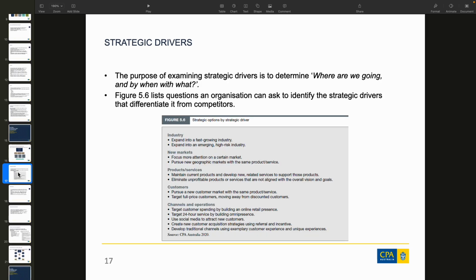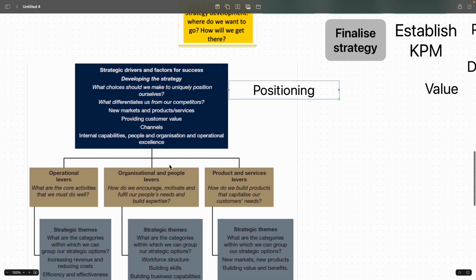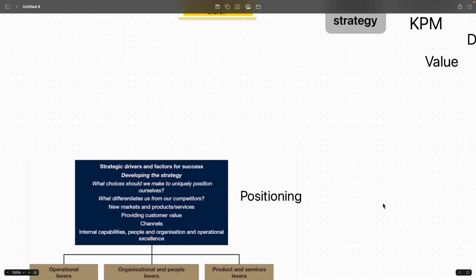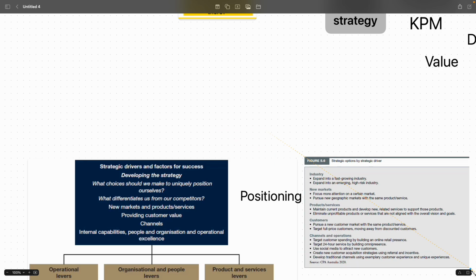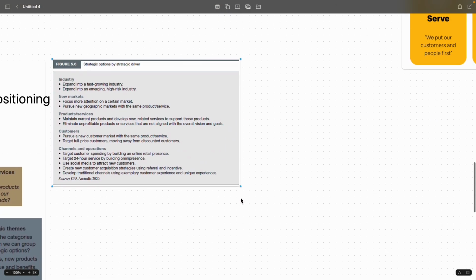Strategic drivers. The purpose of examining drivers is to determine where are we going, by when, and with what. Okay. So the questions an organization can ask to identify the drivers that differentiate it from competitors include these. These are your questions that you can ask. To position yourself uniquely, you can ask this question. So this is sitting here, got it? How to position yourself.